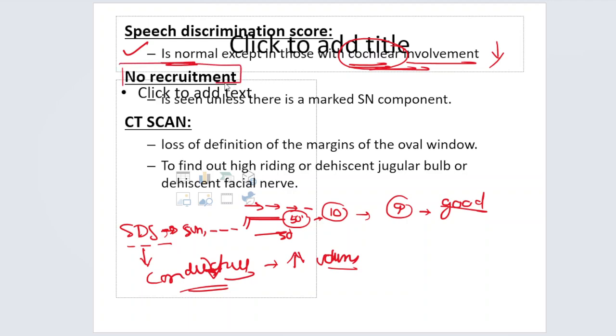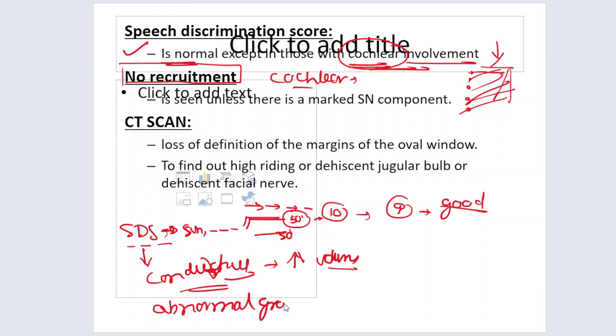Okay, there is no recruitment. Recruitment is seen only in cochlear type of hearing loss. This is an abnormal growth of loudness. Suppose he is not able to hear at 15 or 20 decibels, but at 60 decibels he is able to hear equal to the other ear. This type of curve is seen, right? That is called recruitment, an abnormal growth of loudness. This is characteristic of cochlear lesions. It is not seen in conductive hearing loss.